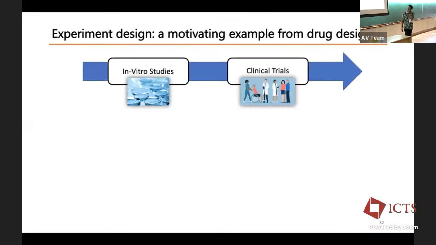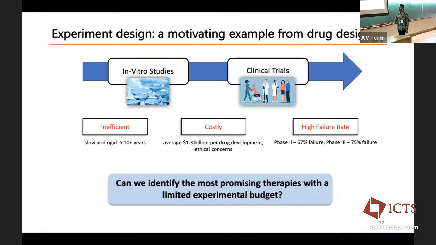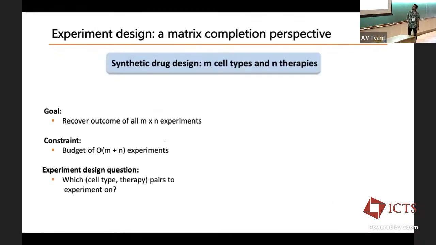Okay, so just to give you a sense of a place where we have thought about applying this is experiment design for, say, clinical trials. Normally the way a clinical trial goes is you start with an in vitro study and then you go to a clinical trial. And these are normally inefficient and slow. So the question is, can you identify the most promising therapies using a limited experimental budget? Say you had M cell types and N therapies, and you want to know the effect of each therapy on each cell type. I want to recover all M times N experiments, but I only give you a budget of M plus N. What cell types and therapies should you experiment on?